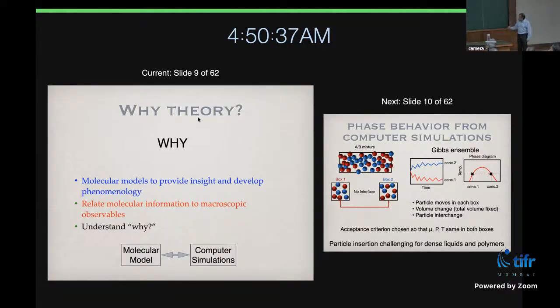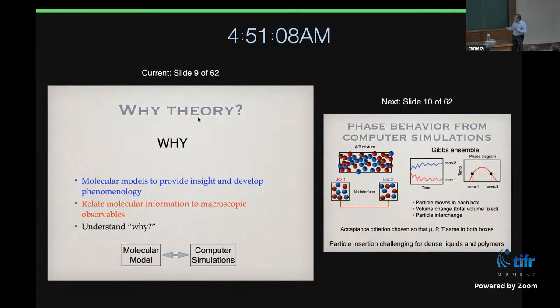So what we want to do is develop molecular models for the real system. These models can be very simple, but by solving for the properties of these models, we can, for example, change specific interactions in these models. We can get insight. So what we want is insight, and we'll get that insight by relating these properties to macroscopic observables. And the whole idea is to understand why this happens.